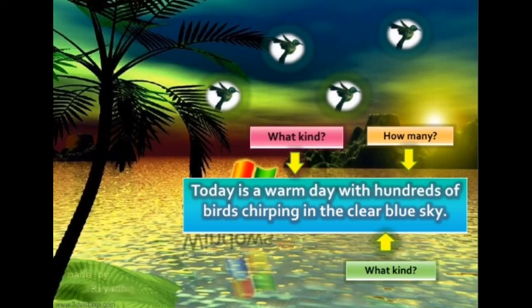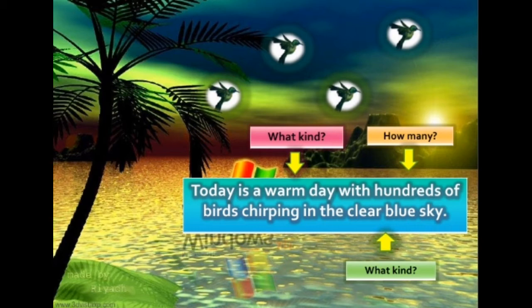Like, there's a sentence here, just see. Today is a warm day with hundreds of birds chirping in the clear blue sky. So, can you see this sentence? We are having what kind, how many, again what kind. Just see. Today is a warm day. What kind of day? Warm. Okay, with hundreds of birds. How many birds? Hundreds of birds.